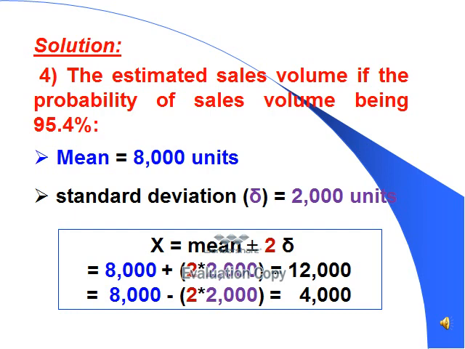So x may be 8,000 plus 2 times 2,000, equal to 12,000. And 8,000 minus 2 times 2,000 equals 4,000. So X here will be between 4,000 and 12,000 units.